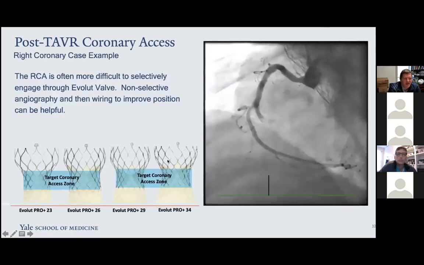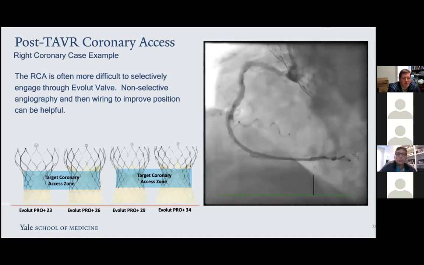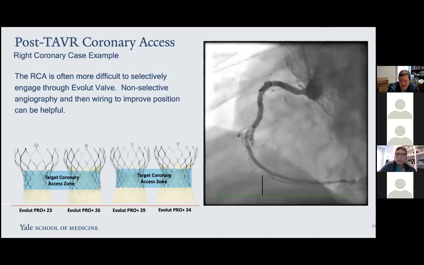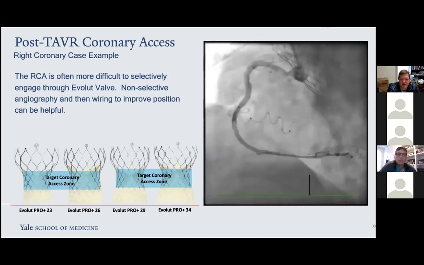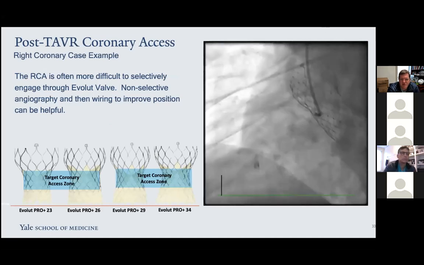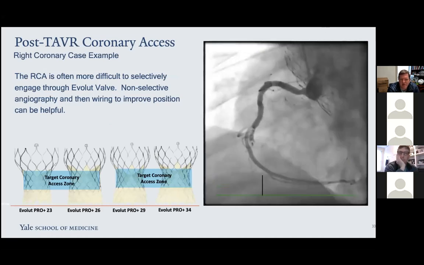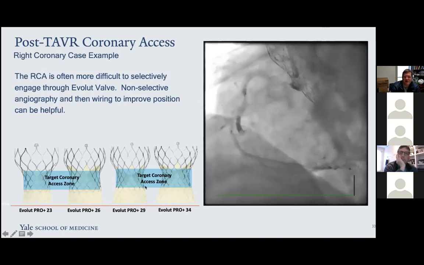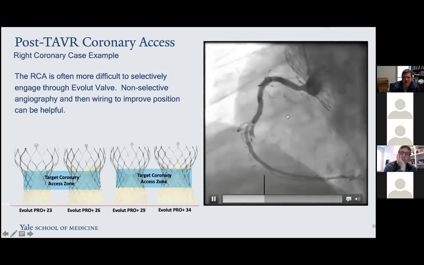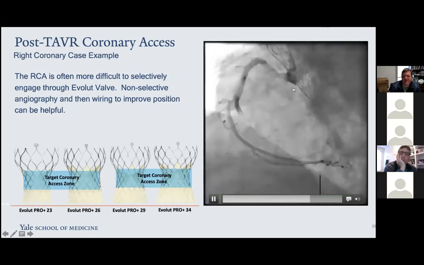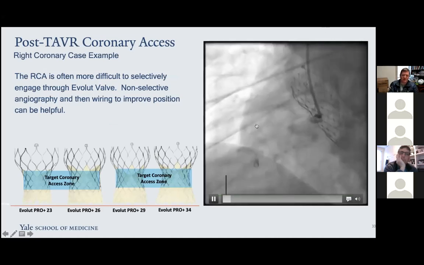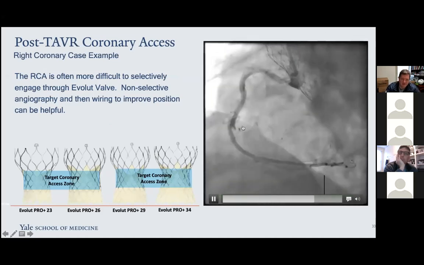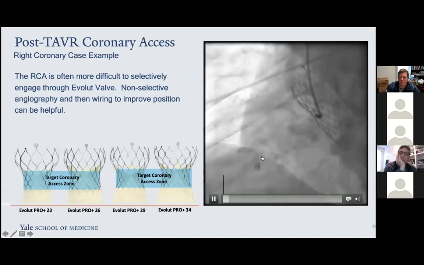I do want to say that the right coronary artery is often more difficult to selectively engage through the Evolut valve. We saw that in the REACCESS trial, where in about 30% of patients with regard to the right coronary artery, you cannot selectively engage. Again, we want to aim for this target zone. You want to come down there and you want to clock the catheter to try to get in here. But here's an example of where you're not able to fully engage it in a patient who has had an inferior wall MI. You can see this large thrombus sitting here in the mid right coronary artery.